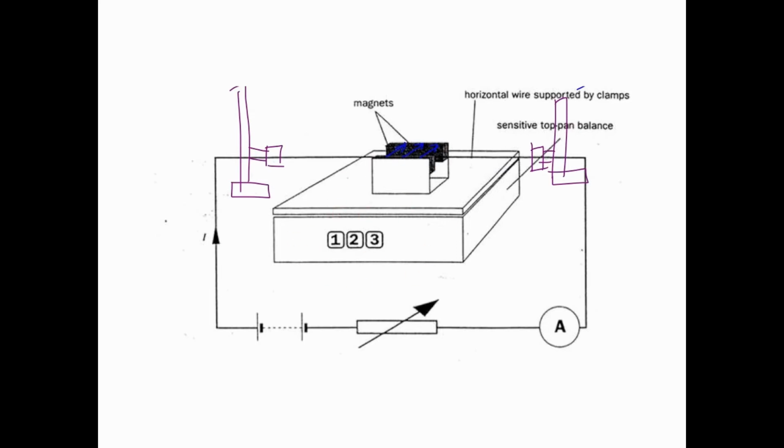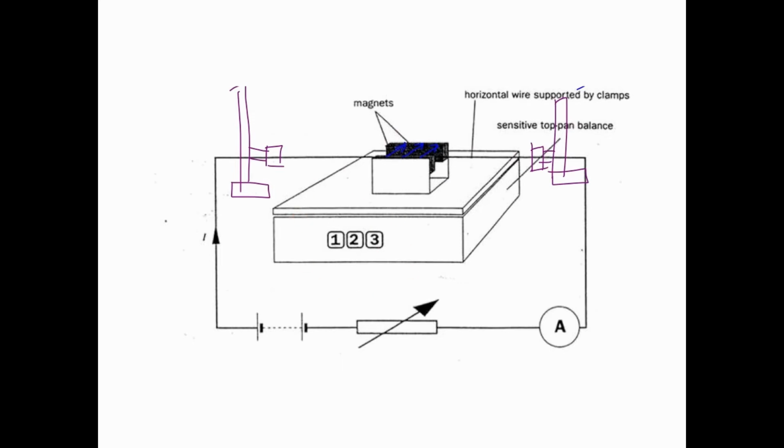So one of the easiest ways you can do it is to zero it after you have put on the magnets and the frame. So you zero it, then only you turn on the current. So don't turn on the current, just put on the magnet, zero it, then you turn on the current. When you turn on the current, as the current starts to flow, the wire will experience a force. And if the wire experiences a force, this top end balance will show you a reading.